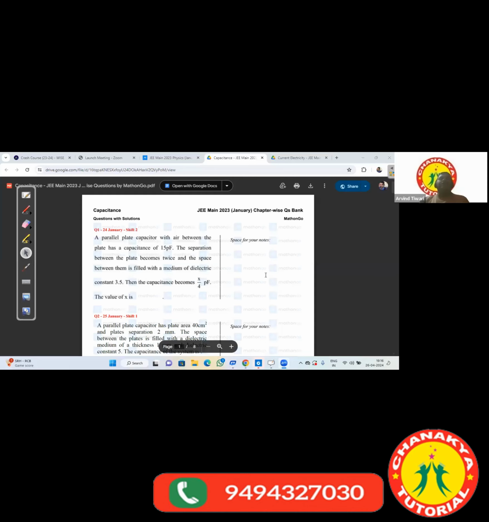So here, as we'll be starting with capacitors, then we'll move on to some questions from current electricity. You have a parallel plate capacitor with air between the plates, has a capacitance of 15 microfarad.